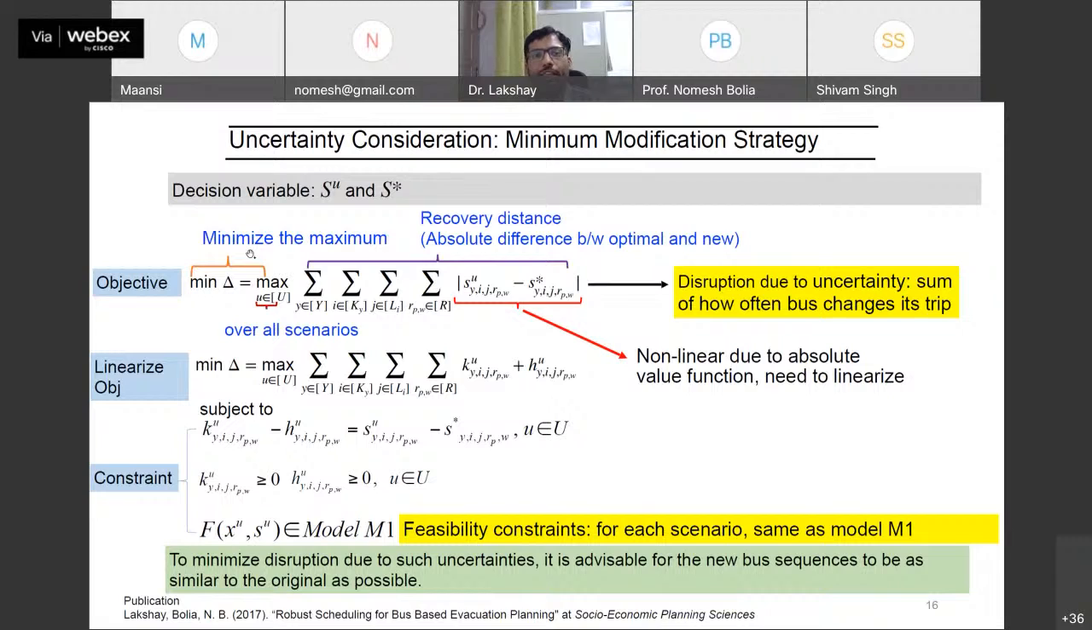Its objective function is to find the modification, whatever change is going to happen in the trip. Suppose earlier the sequence was 1, 4, 8, and now I have to make a change to 1, 4, 8, and 6. That is something you are changing. So we are minimizing the maximum recovery distance over all the scenarios, with all the given constraints for each scenario U. Means there is an uncertainty set U, and then we are finding that. We are trying to minimize the disruption due to such uncertainty. The driver needs to make the minimum possible changes so that the solution is still feasible. That is what we are focusing on there.